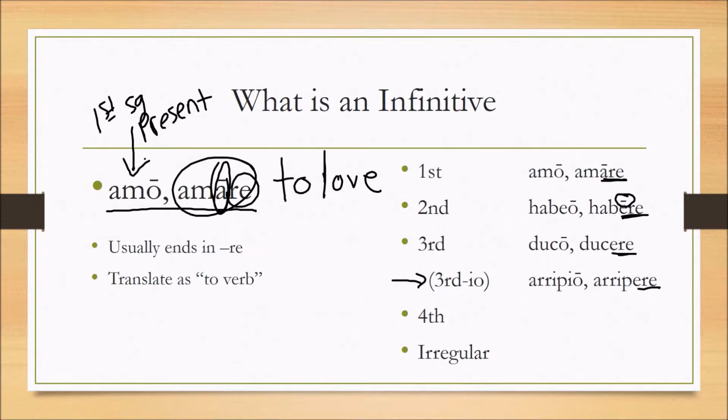Third and third IO conjugations we tell by the short E before the RE, and then the third IO is just a subcategory of the third that also has an IO in its first person form instead of the regular O. We need to keep an eye out for the third IO verbs because they essentially pretend to be a fourth conjugation verb even though they're not. Fourth conjugations we can tell by that I in front of the RE. And then finally, our irregular verbs don't actually have an RE in the infinitive. They have various other letters instead, such as sum, esse, which has the SE.